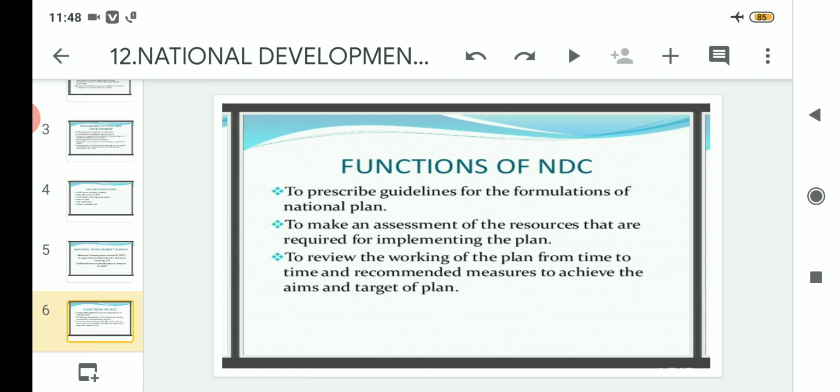After that, they make an assessment of the availability of the resources that are required for implementing the plan. And thirdly, they review the working of the plan. If it is implemented practically, they review the working of the plan from time to time, and if needed, they also recommend measures so that they can achieve the aims and targets of that particular plan.